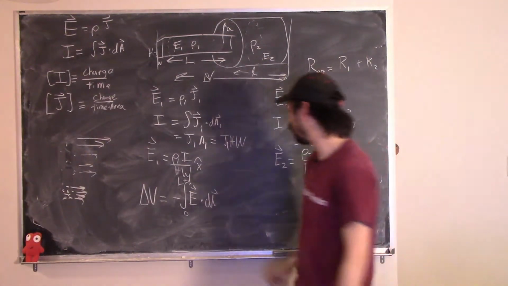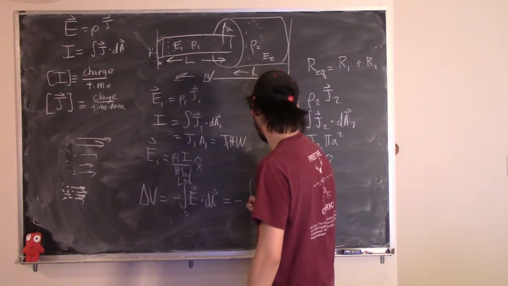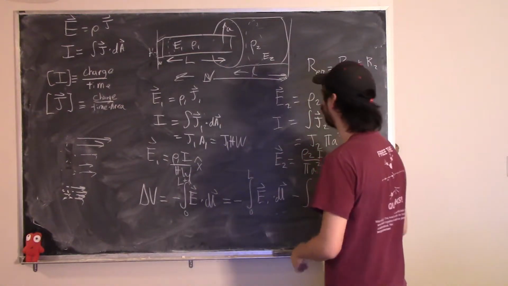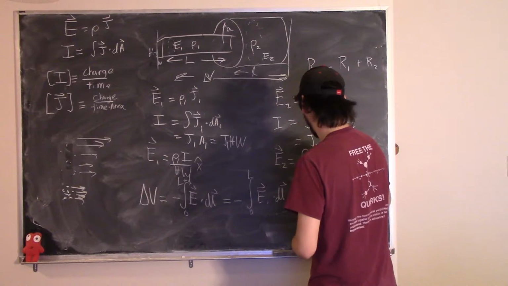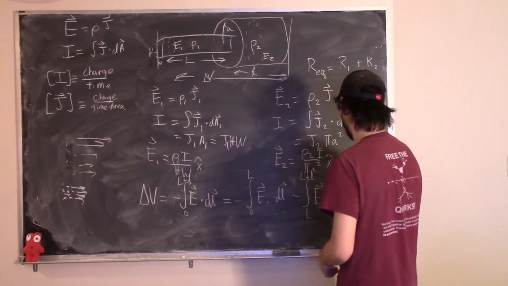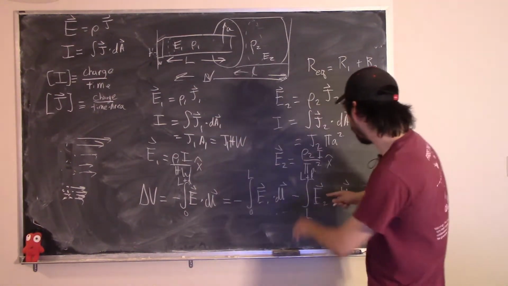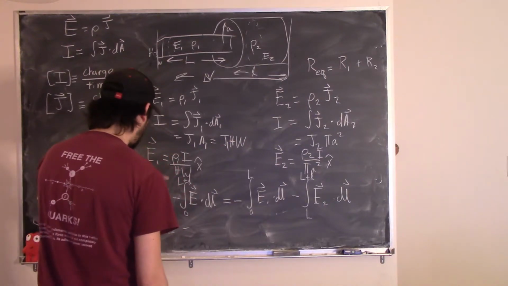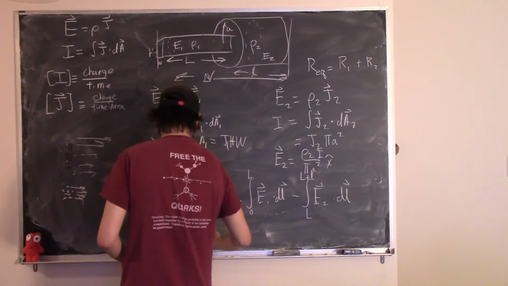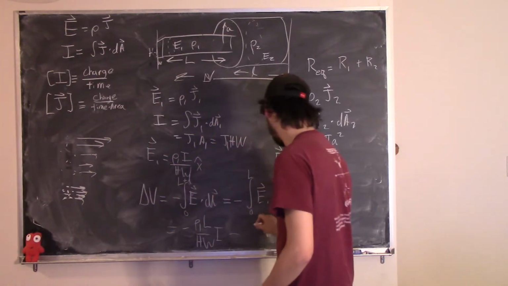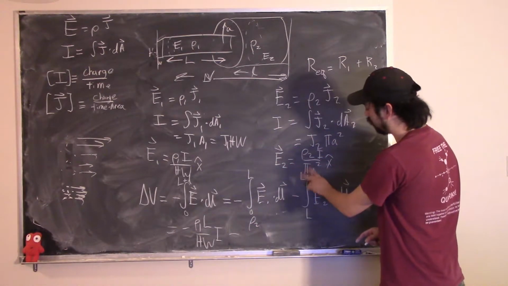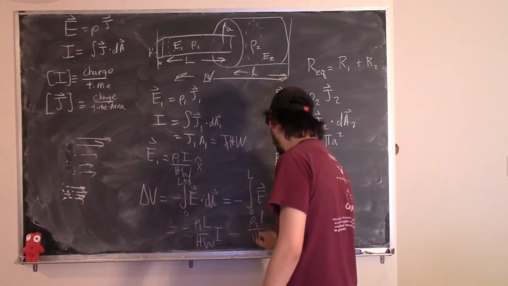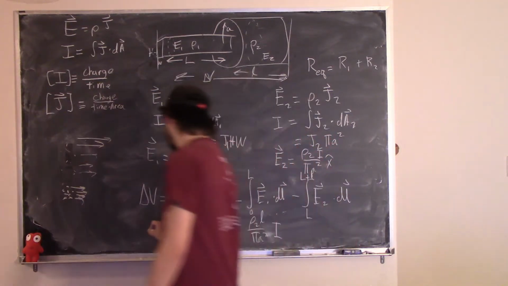And so when we want to do this integral, what we need to do is we need to say this is equal to the negative integral from 0 to capital L of E1 dot dL minus the integral from capital L to capital L plus lowercase l of E2 dot dL. Okay? So we can plug in our electric fields, and when we evaluate these integrals, we're going to end up seeing that this is just going to be equal to minus rho 1 L divided by HW times I minus rho 2 times, this is going to be capital L plus lowercase l minus capital L, so we're just left with a lowercase l, divided by pi A squared times I is equal to delta V. Okay?